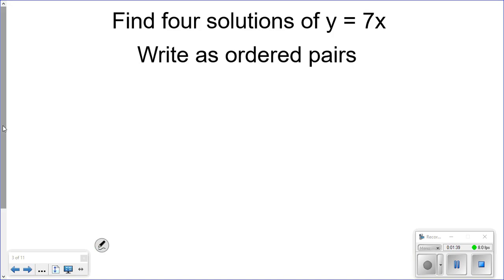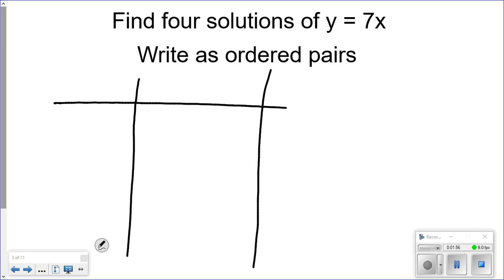Okay, so the first part of today is you're going to be given a function or equation, and we have to write 4 solutions to this, and we're going to write them as ordered pairs. So the first thing we're going to do is make a chart for this. It's pretty simple. We're just going to make an H chart. I know that sounds funny. We're going to put this as X, and this as Y, and this is like our work column. So in your work column, you can put your equation.